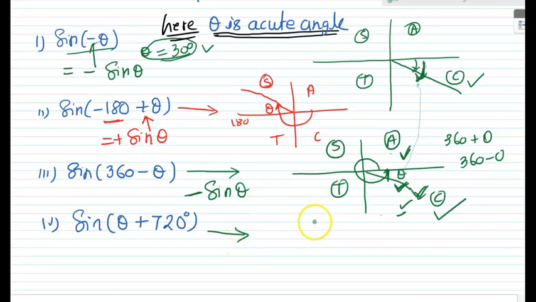Now, last one, if you see, 720 plus theta. So again, same thing. We took one round, 360, then another round.